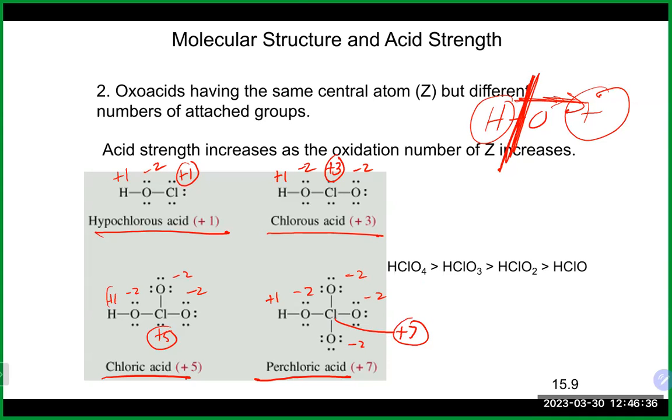So if you have an oxyacid that has the same central atom, again, electronegativity is not going to do you much because they're the same atom. So you can't use that to decide. You want to look at oxidation number to help you decide which one would be the strongest. Any questions on that? Yeah.